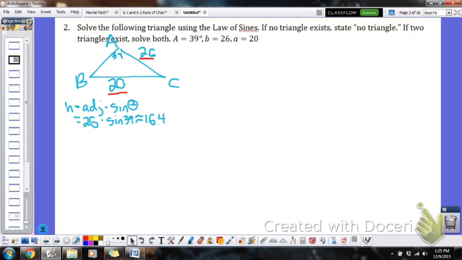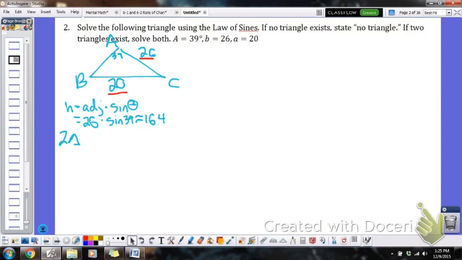So I need to look if my opposite side, 20, is less than my height. And that is not true, so I go to the next choice. Is the opposite equal to the height? So is 20 equal to 16.4? No, it is not. So I check the last option. Is the opposite greater than the height? So is 20 greater than 16.4? Yes, it is. So I know I have two triangles.